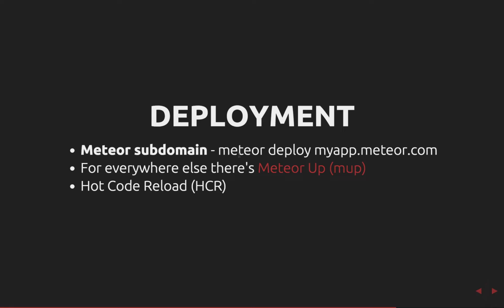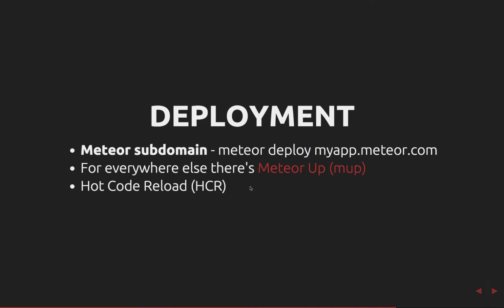So if you're not deploying to myapp.meteor.com, there's this thing called MUP, Meteor Up, which is going to make it simple. You're just going to go mup deploy, and then you just hit enter, but you have to have a MUP configuration file. But it's still pretty simple.